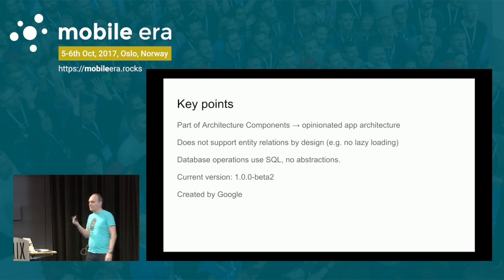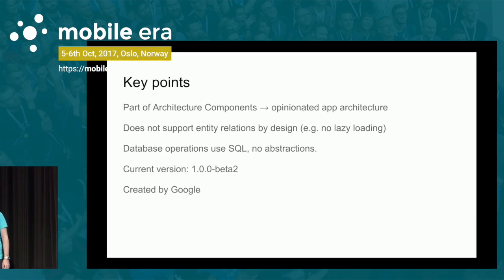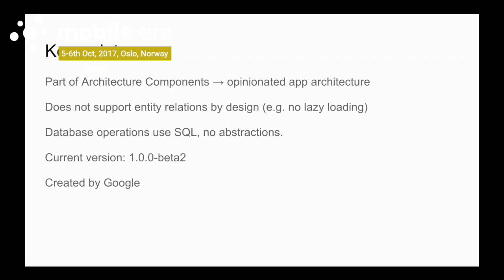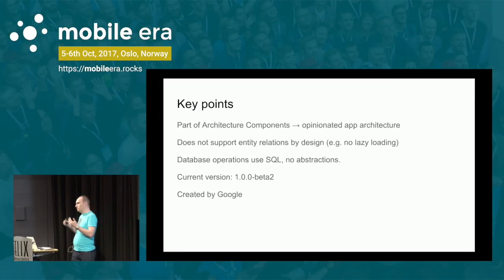So let's go over some key points. Room is part of the Architecture Components initiative that Google launched at I/O. It consists of an opinionated guide on how to write Android apps, and it also has a couple of components that allow you to implement the architecture that they propose. And Room is one of those components.